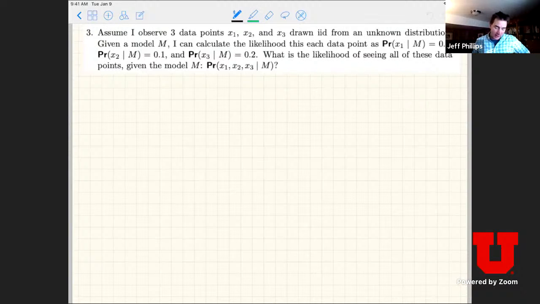Okay, question 3. Assume I observe 3 data points, x1, x2, x3, drawn IID from an unknown distribution. Given a model M, I can calculate the likelihood of each data point: the probability of x1 given the model is 0.5, the probability of x2 given the model is 0.1, and the probability of x3 given the model is 0.2. What is the likelihood of seeing all the data given the model?